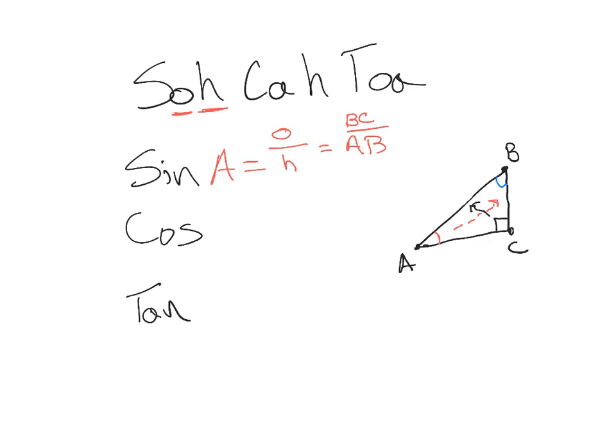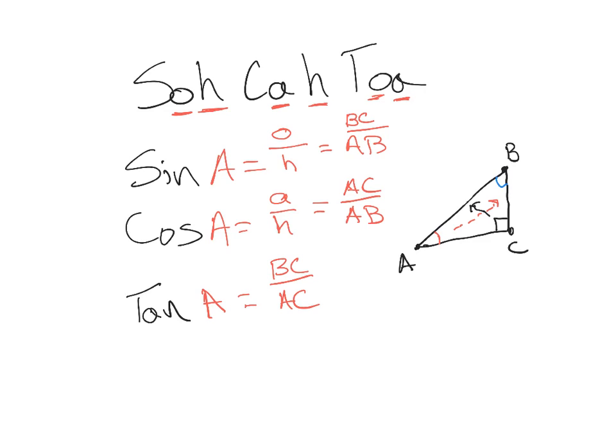Likewise, the cosine of angle A is going to be equal to the adjacent side divided by hypotenuse, or A over H, or in this case, AC divided by AB. And then finally, the tangent of angle A is going to be equal to the opposite over the adjacent, which is BC divided by AC. So those are what I mean by trigonometric ratios.